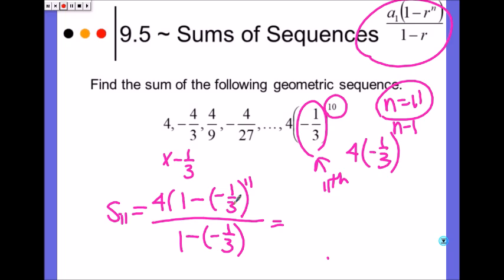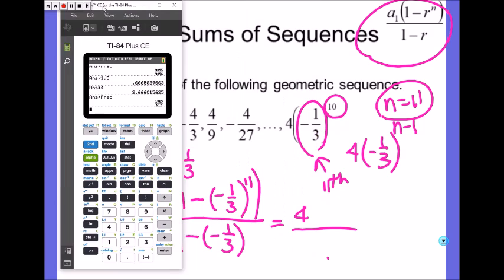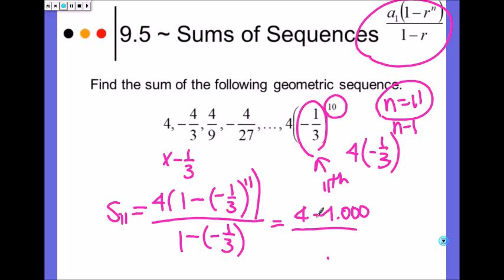So let's evaluate, and the parentheses must be outside, right? So let me evaluate this first, okay? So it's 4 times 1 minus parentheses negative 1/3, raised to 11, which is, hit math to change it to a simplified fraction. Oh, there's no fraction. So it's almost what? 1. Do you see it? Let me just double check. Yes. It's like 1.000.